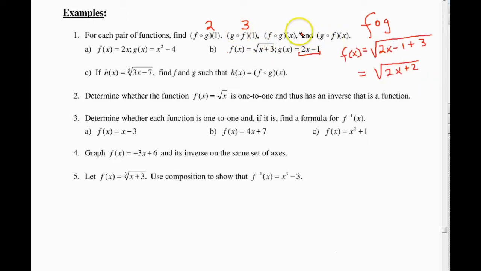Now in this next one, we're going to use x instead of 1. So we're going to do our g function first. This is our x value. So we're going to take this, put it in the f function. Where the x is, we're going to replace it with this right there. Give you a moment to write your notes. And now we have 2x minus 1 plus 3, which will become 2x, joining these, plus 2. So this one here becomes the square root of 2x plus 2.